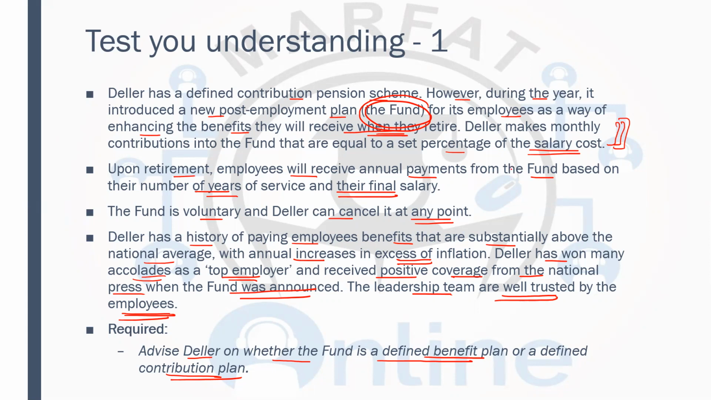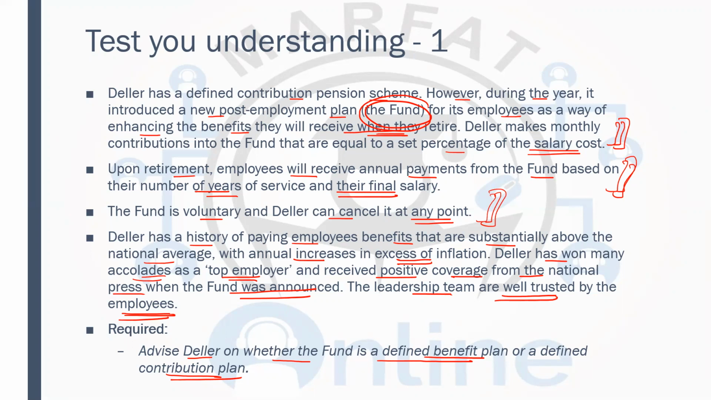Upon retirement, employee will receive annual payments based on their salary. Now from this, we can have a flavor that based on their last salary, they will be getting the funds. It seems this is a defined benefit. The fund is voluntary, so that means Dalar can cancel it. So that means it's something not obligatory. It gives the flavor again that this is a defined contribution.